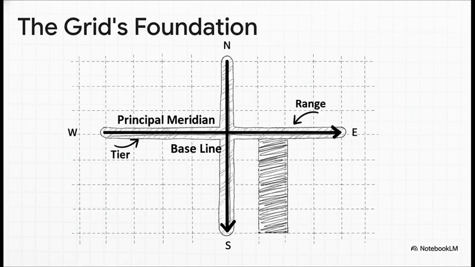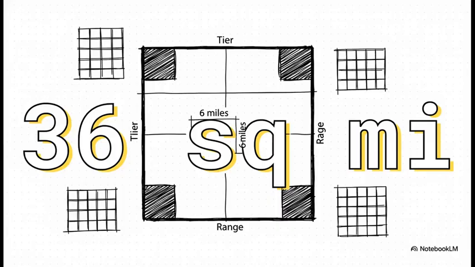The vertical columns going up and down are called ranges, and the horizontal rows going side to side are called tiers. So where one of those vertical range lines crosses a horizontal tier line, it forms a big square. That square is 6 miles by 6 miles, which is 36 square miles.